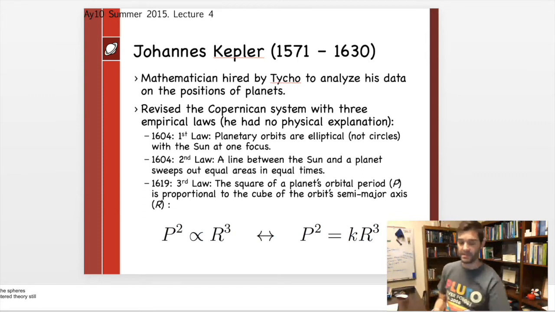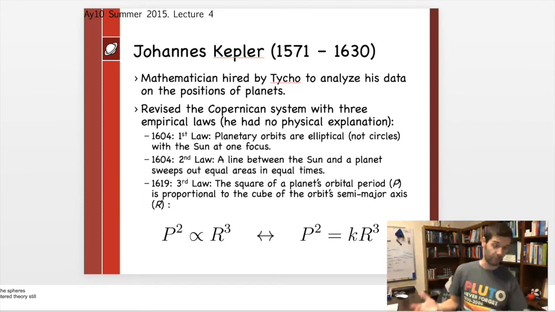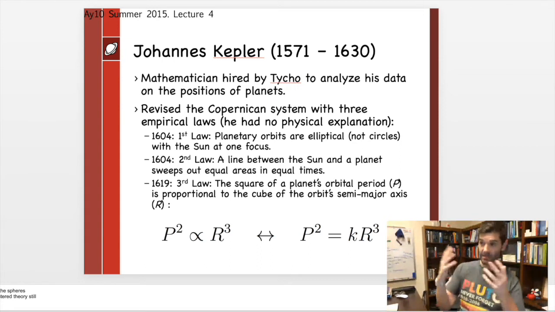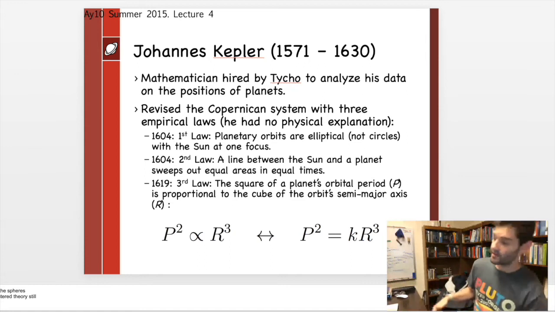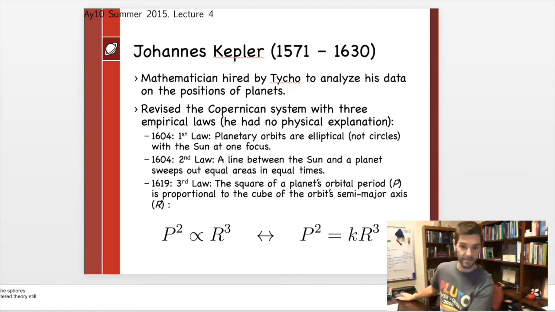But he had no justification for why these were three true laws. He just says, I'm really good at math, this data supports these three ideas, so I have three theories essentially that are supported by data. Here are my three laws of planetary motion. And that's how it stood for a while.